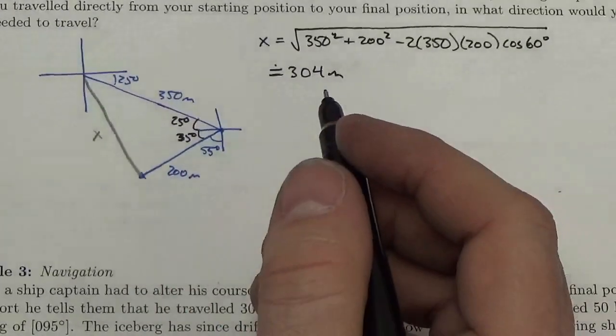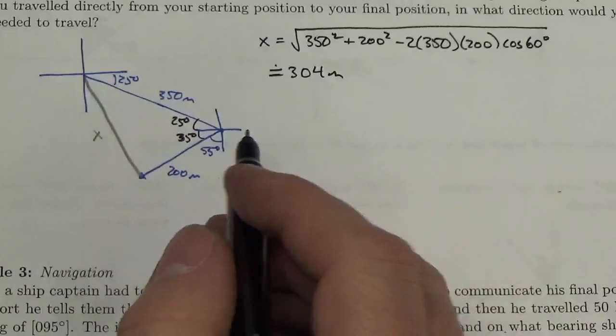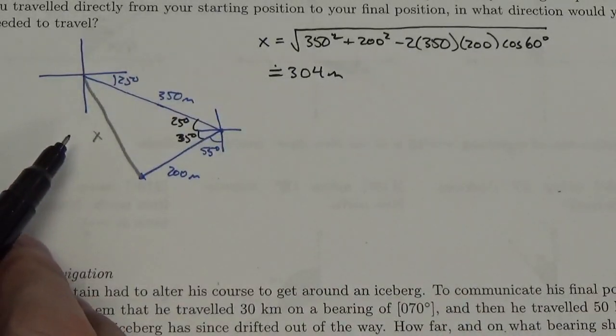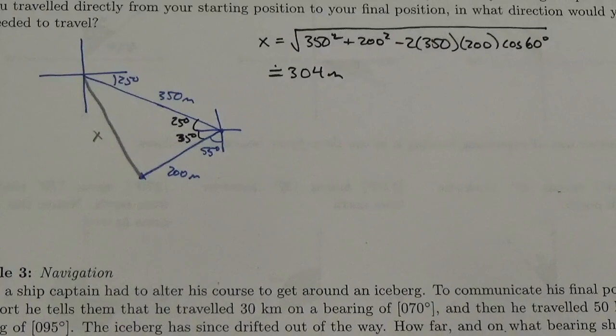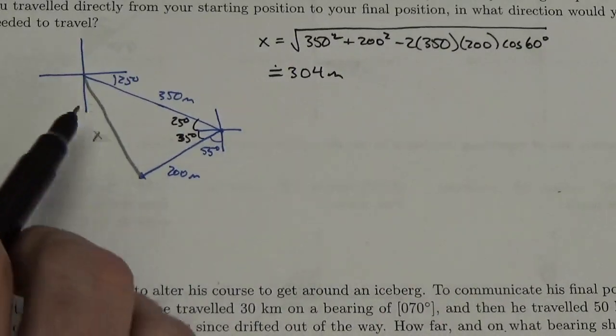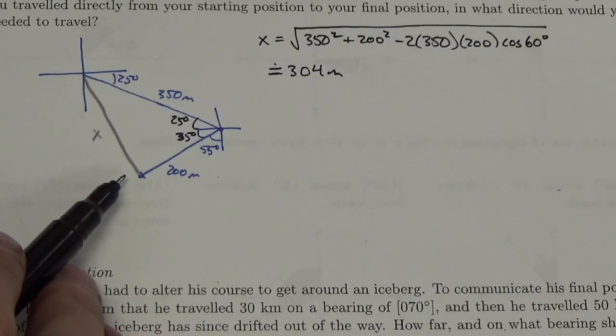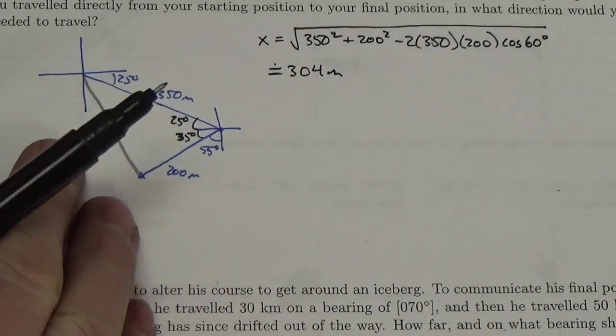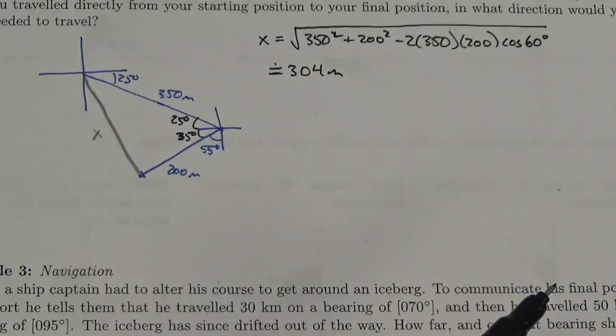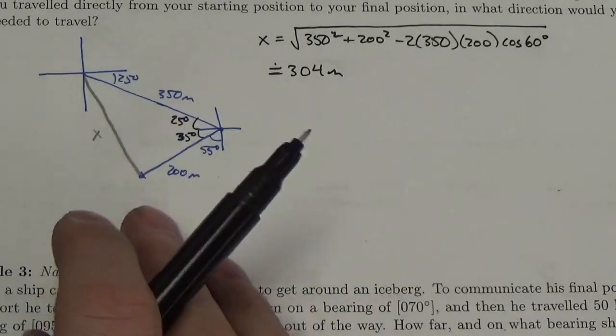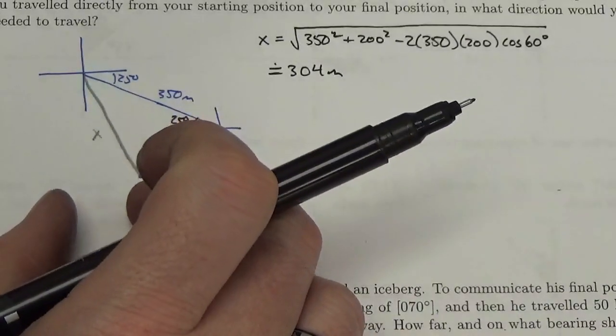So now what I want to do is figure out the direction that we would travel here. Now it looks to me, and I'm hoping that my diagram isn't too far off, that if I was to go directly from my starting point to my end point, I would be going south some little degree to the east here.